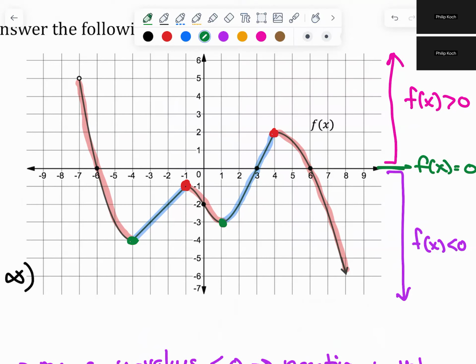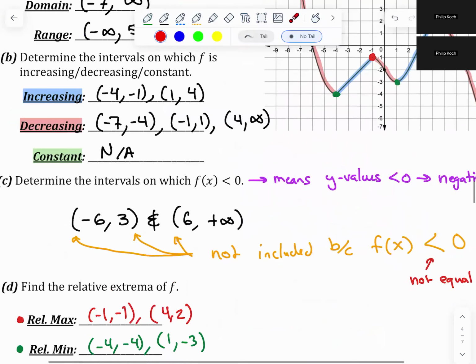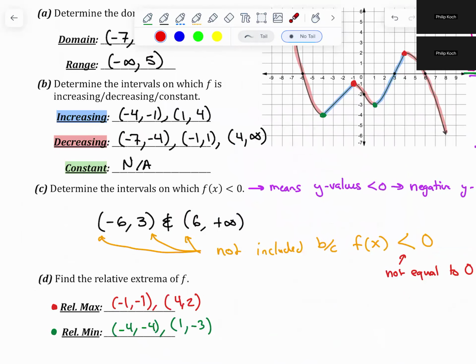So what I'm looking for is where the function is below the x-axis, which is precisely between -6 and 3, and then 6 onwards. And so notice that it's the intervals of x. I should have specified, actually, technically speaking, I should have said, determine the intervals of x on which f of x is less than 0. Or maybe a better way to write it would be determine the values of x for which f of x is less than 0. Write your answer in interval notation. And so that would be -6 to -3 to +3 in parentheses, and then 6 to positive infinity.